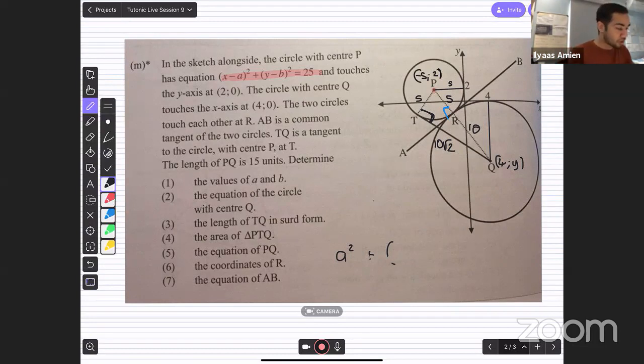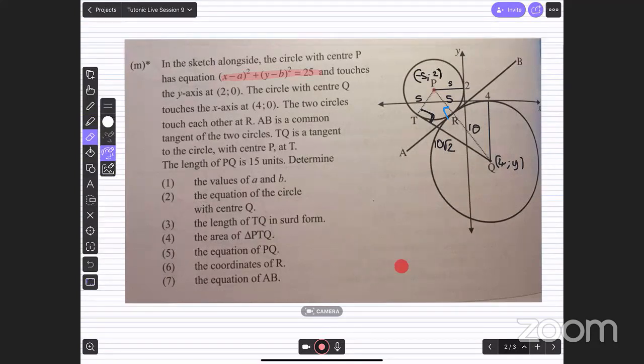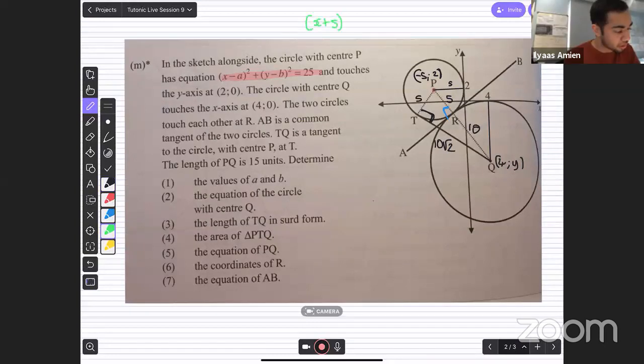So now you've got the equation of the circle. Do you agree? What's the equation of the circle? x plus 5 squared plus y minus 2 squared equals 25. Great. Now it says the equation of the circle with center Q.